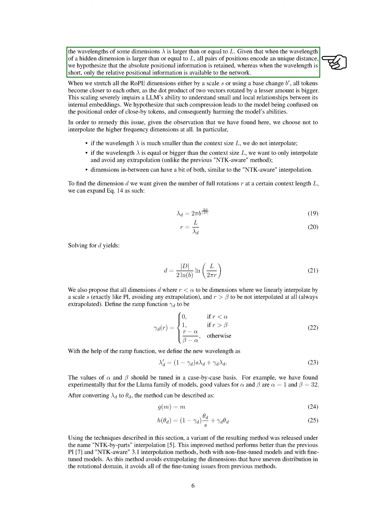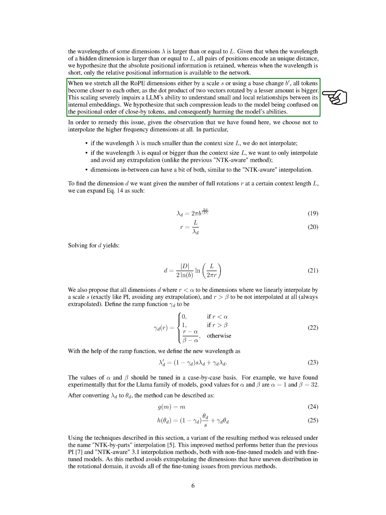However, when the wavelength is short, only the relative positional information is available to the network. When we scale all the RoPE dimensions either by a factor S or using a base change B', all tokens become closer to each other. This is because the dot product of two vectors rotated by a smaller amount is larger. This scaling significantly hampers a language model's ability to understand small and local relationships between its internal embeddings. We believe that such compression confuses the model about the positional order of nearby tokens, thereby negatively affecting the model's abilities. To address this issue, we've decided not to interpolate the higher frequency dimensions at all, based on our observations.